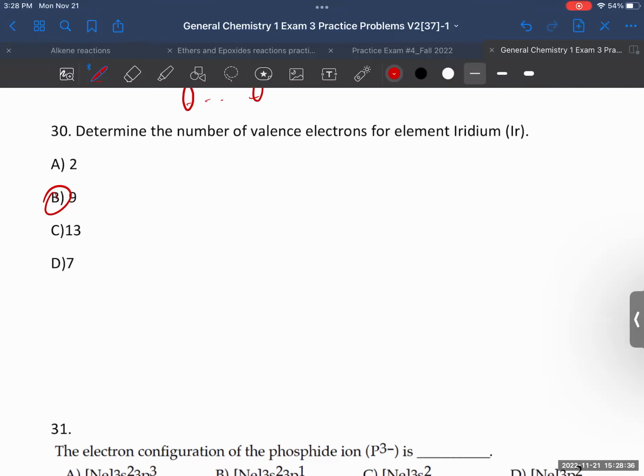So Michelle, for valence, for transition metals, you always count the D electrons and the S electrons. But for outer electrons, you count the highest energy level, the S.